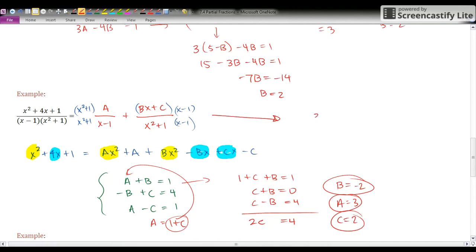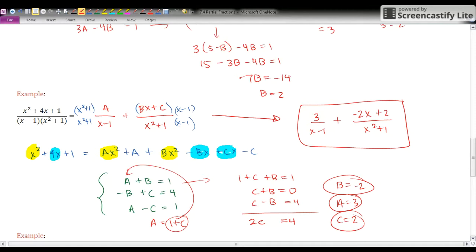I can say it's 3 over x minus 1 plus b, which is negative 2x plus c, all over x squared plus 1. And there is your partial fraction, or your decomposition of that original fraction. Feeling pretty good? It's not so bad, right?